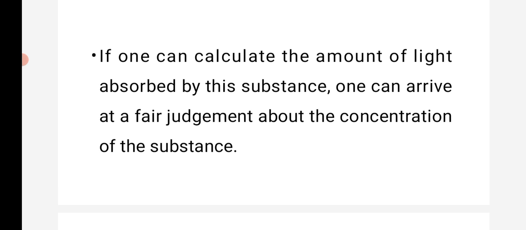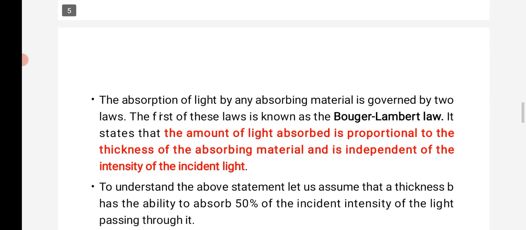In every experiment we need to know the concentration of the substance. So how much light will be absorbed by this substance can be calculated. The amount of light absorbed depends upon that particular substance, and that helps in the determination of the concentration of the substance.